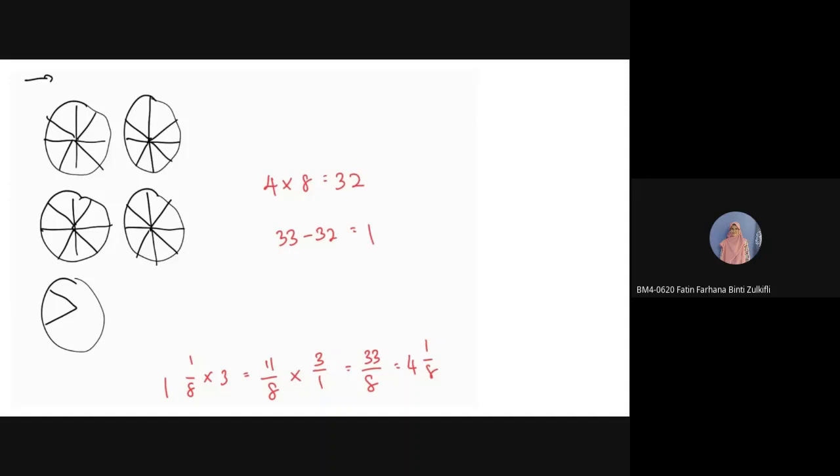And this looks like the one line. 1 3 over 8 multiplied by 3 is 11 over 8 multiplied by 3 over 1, and we get 33 over 8 and convert it to a mixed number. The mixed fraction is 4 1 over 8.